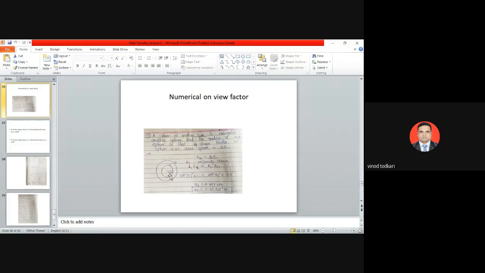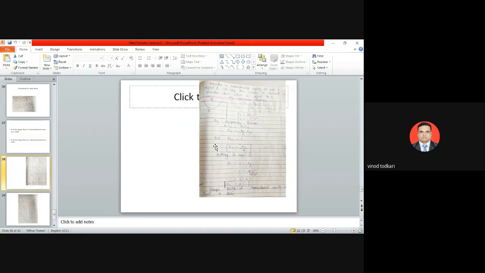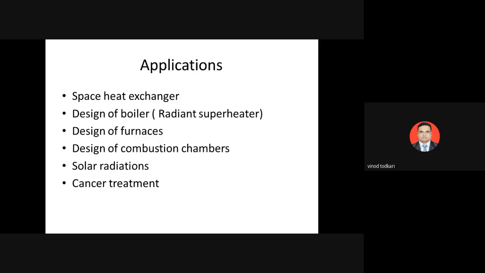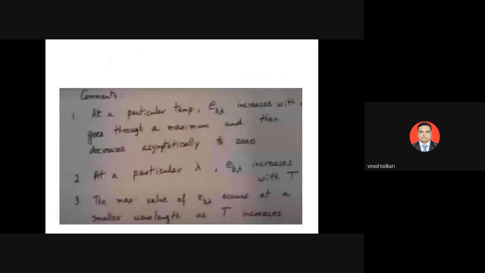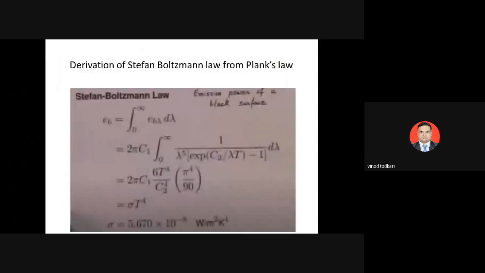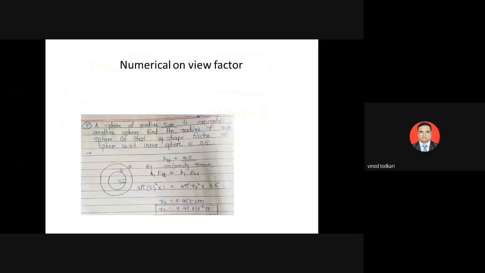Okay, I believe that this numerical is clear to you. If you have pen and paper, you can write down this question. The question is: find the shape factor of a hemispherical cavity with respect to itself. Even if you don't have pen and paper, we'll just discuss it so that the concept will be clear to you.